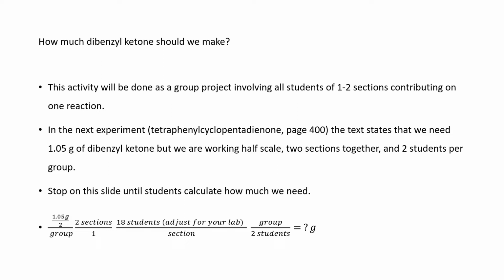However, in this experiment, because we are doing it for qualitative purposes, we'll be using half of this amount. So if we use half of this amount per group, and we have two sections doing this experiment at the same time, and each section has 18 students, where 2 students will be grouped in one group, how much in grams will we need to do the experiment overall? I mean the total grams we need for both of the sections, or for every student in a group.